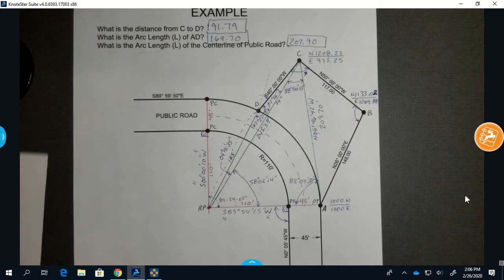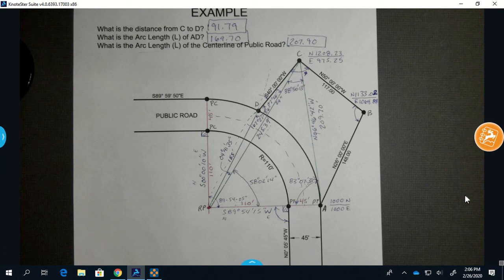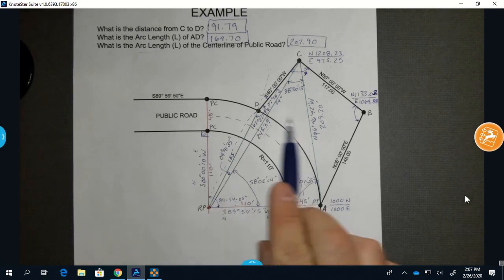We just solved this problem. It was a long process. It takes a little bit of trig knowledge to think about how you're going to break it down into triangles. And that trig knowledge coupled with the knowledge of how a curve works and the variables of a curve will help you solve a problem like this.